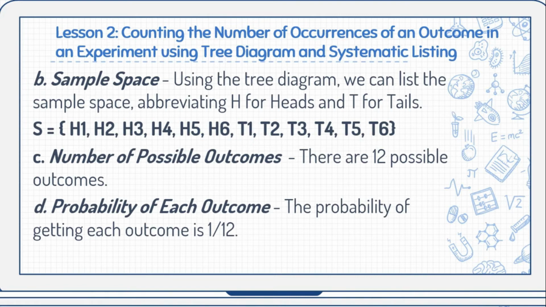Then for letter C, number of possible outcomes. So there are 12 possible outcomes, right? If we count the sample space, 1, 2, 3, 4, 5, 6, 7, 8, 9, 10, 11, 12, they are the possible outcomes, the possible results if we're going to do the experiment. Okay? Then for letter D, probability of each outcome. So the probability of getting each outcome is 1 over 12, because only one will come out: H1, H2, H3, H4, H5, H6, T1, T2, T3, T4, T5, and T6. So, 1 out of 12 or simply 1 over 12. Okay.